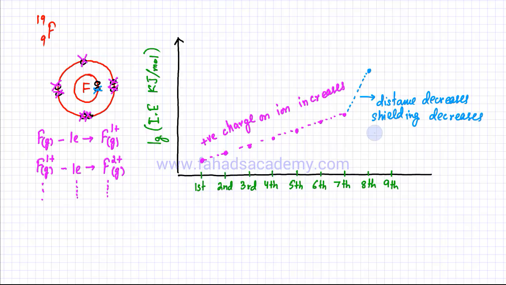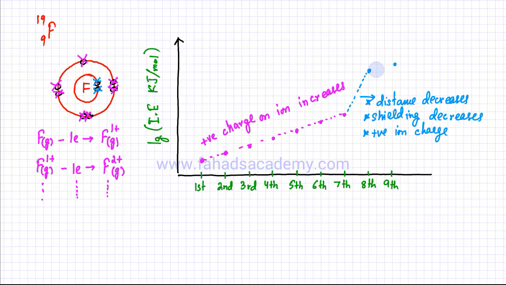And the positive charge on the ion is increasing. That's a factor that's constant throughout. As you keep on removing electrons, the positive charge on the ion keeps on increasing. So because of these three factors, there's going to be a drastic jump in ionization energies. And then I remove the last electron. Compared to the 8th electron, it's going to be a slight gradual increase.